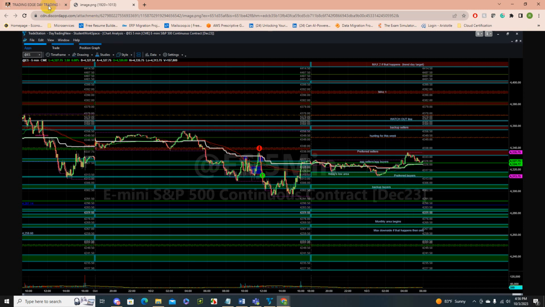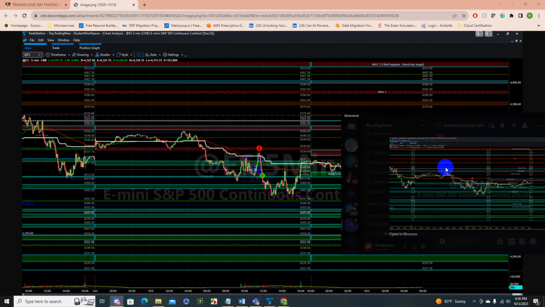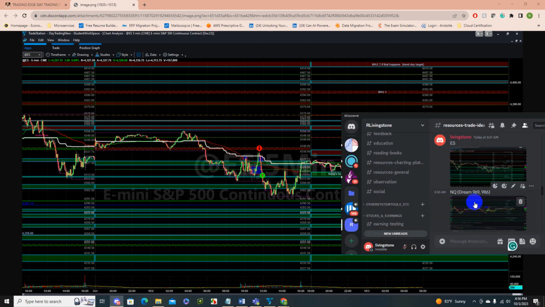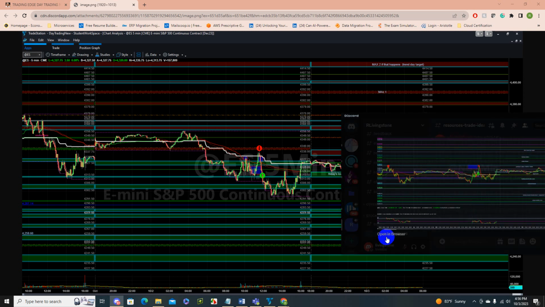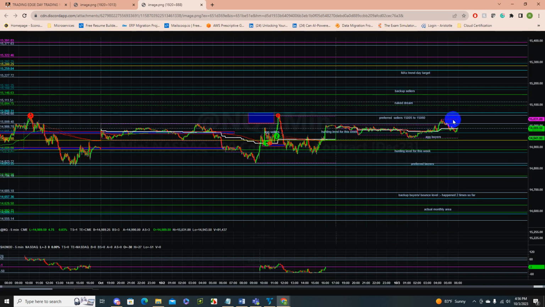Okay, now that's for ES, right? Now what about NQ? Correct. So this is NQ, dream number, see, 969. That became the high of the day, by the way. See this dream number, 969, which is this line. Oh, there is a dotted line here. That's the one that became the high of the day.